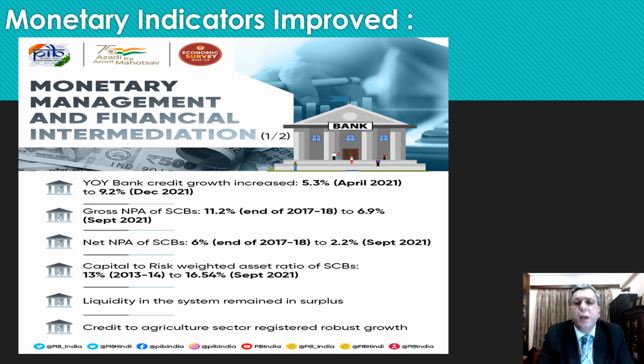RBI was very clear. In March 2020, it acted with a lot of agility and alacrity, brought in a lot of liquidity into the system, and in fact, since October, it has been mopping up some of the excess surpluses. But the system stays in surplus, so RBI has ensured that liquidity has never been an issue for the economy in these COVID days. Credit to the agriculture sector has registered robust growth as well.